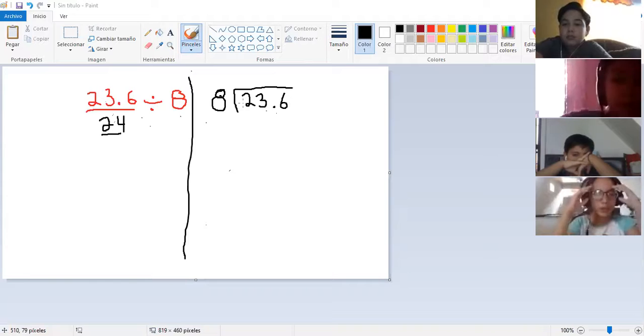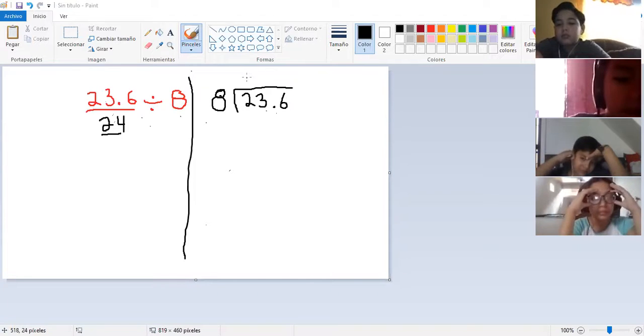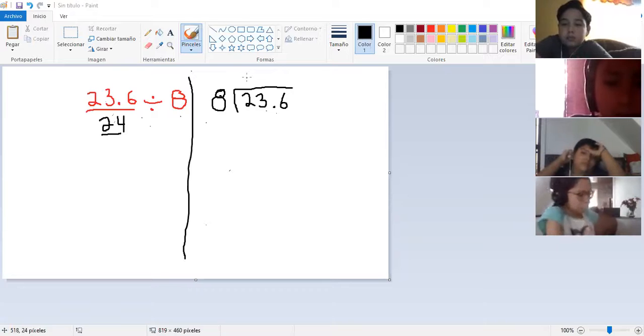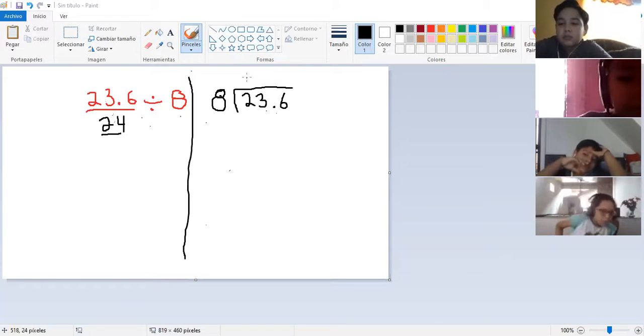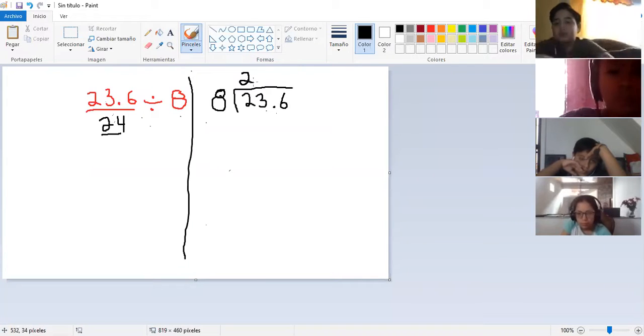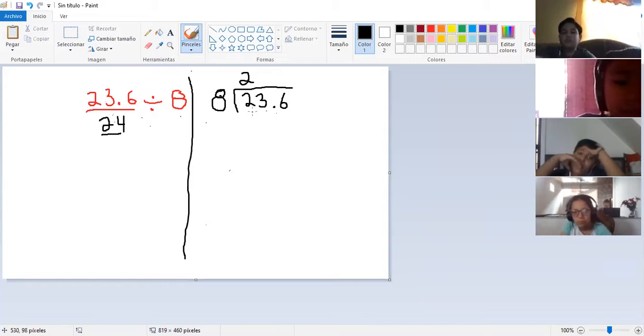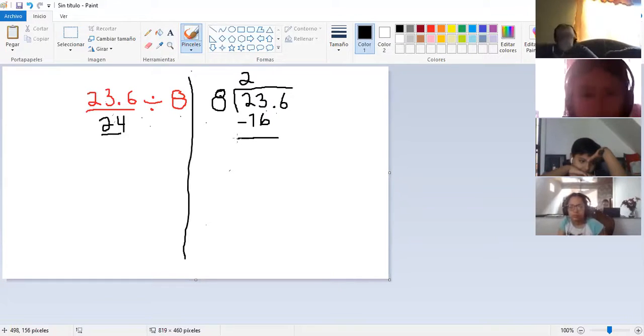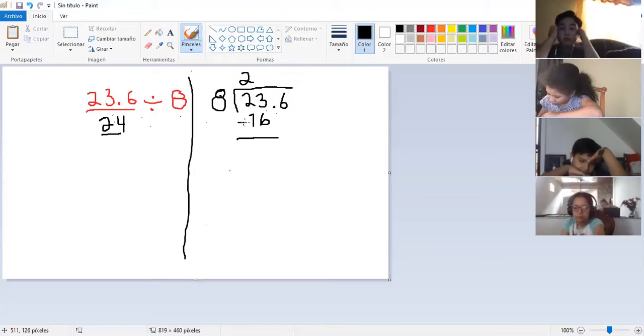What happens if I multiply 8 times 3? It is 24. I'm looking for a number that is not greater than 23, so let's try with times 2. What happened? 8 times 2 is equal to 16. Yes? So which is the next step? I have to subtract.